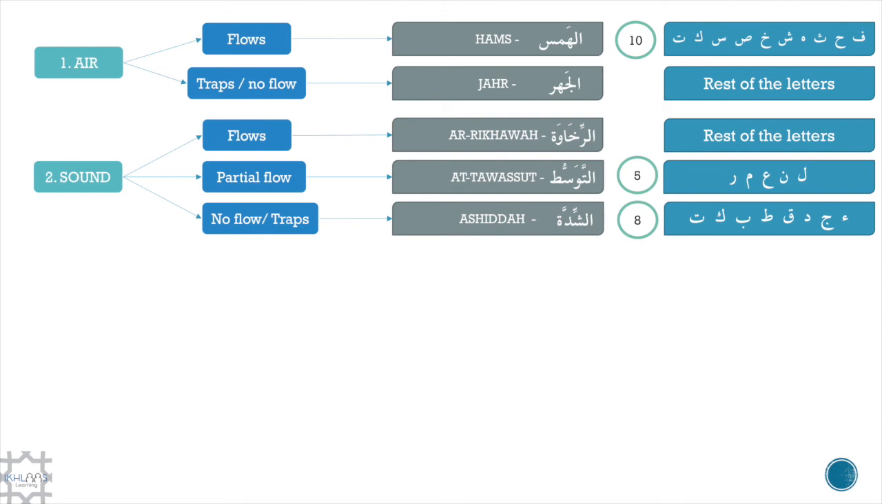Sound flows, which is known as RIKHAWAH. Sound partially flows, which is known as TAWASSUT. And sound which does not flow, which is known as shidda. For the shidda, there are 8 letters, and there are 2 ways of remembering this. Ajid qitta bakat, or kutubu jaddin tikka. And for tawassut, there are 5 letters, and we remember it with the term lin umar, and the rest of the letters fall in the category of ar-RIKHAWAH.